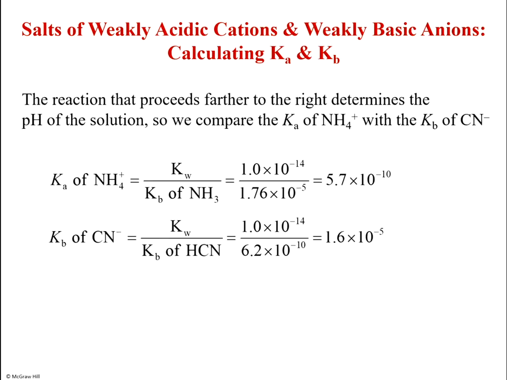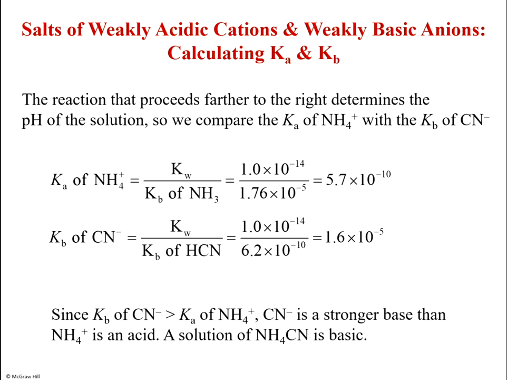So if we look at the Ka of ammonium and the Kb of cyanide, we see that the Ka for ammonium is 10 to the minus 10, and the Kb for cyanide is 10 to the minus 5. Since the Kb for cyanide is greater than the Ka for ammonium, cyanide is a stronger base than ammonium is an acid, so the solution is basic. You'll see later on, there's actually a simple mathematical trick to calculate fairly closely what the actual pH will be.